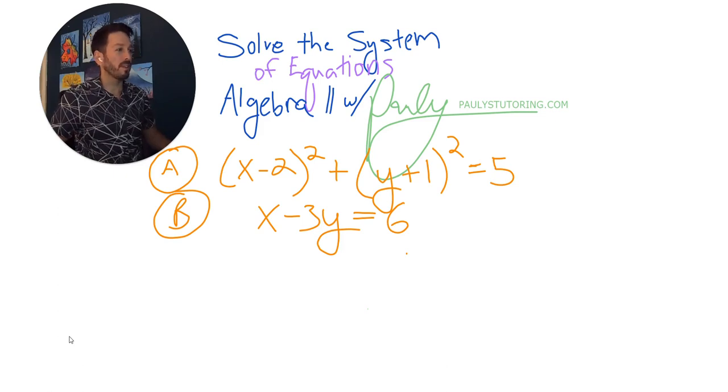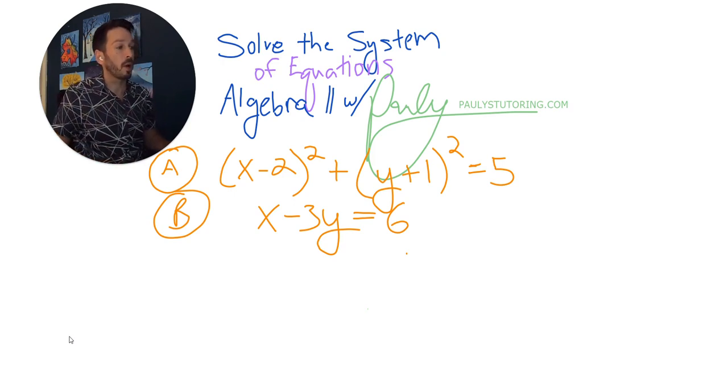This is solve the system of equations. This is Algebra 2, and we're given these two equations here in the orange. You don't need to know what they are necessarily. The first one's a circle, and you would know a little bit about that circle if you consulted the circle equation, but you don't necessarily even care or need to know.